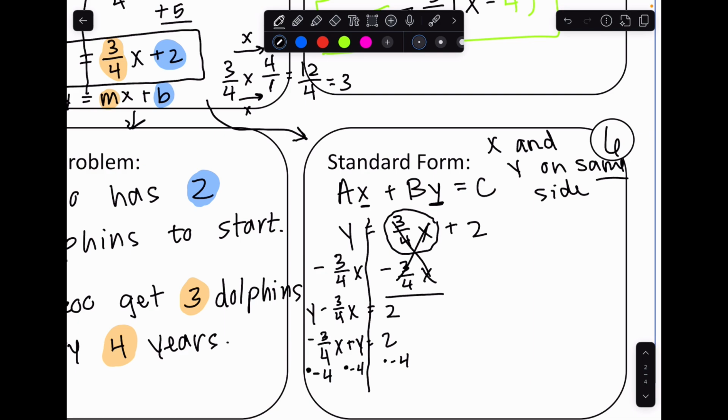When I do this, these cancel, right? And our negatives cancel. So for my x's, I get 3x. For my y's, 1y times negative 4 equals minus 4y. And 2 times negative 4 gives me negative 8. Okay, so this is my standard form. Remember, we multiply by the denominator if we have a fraction.